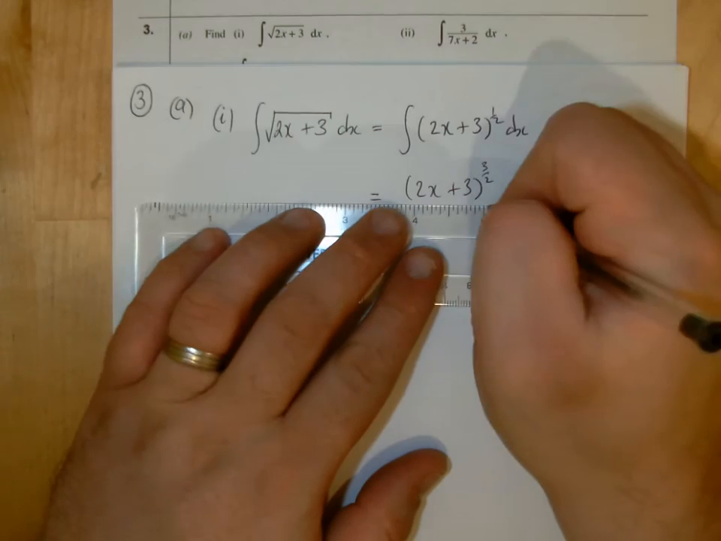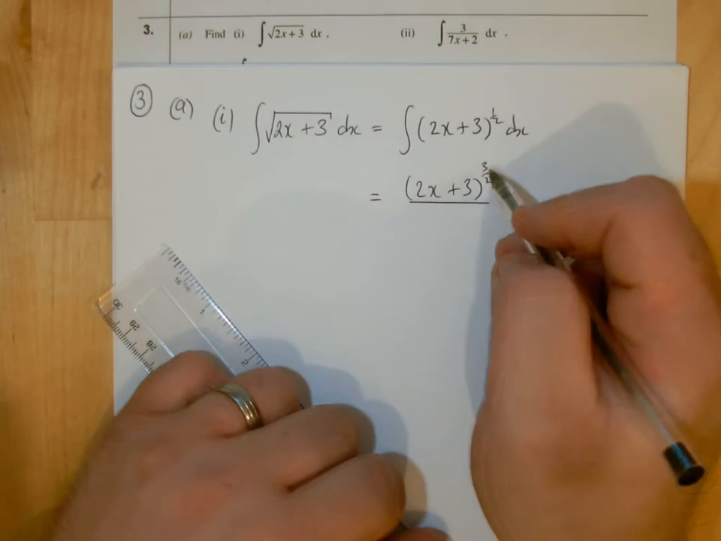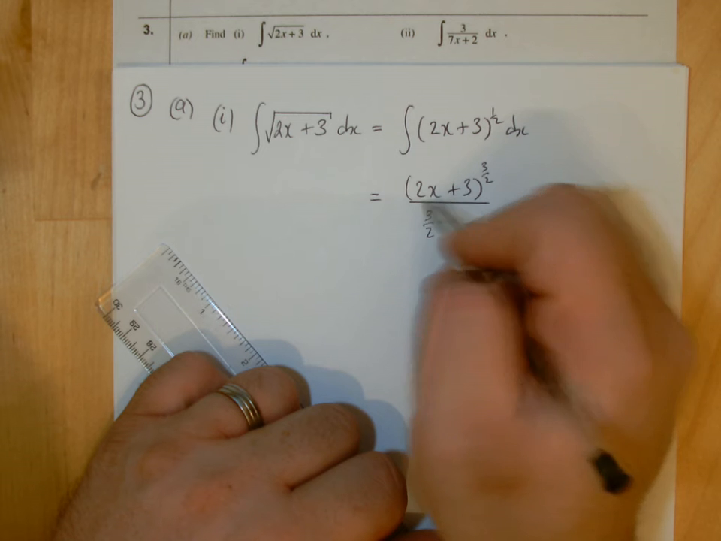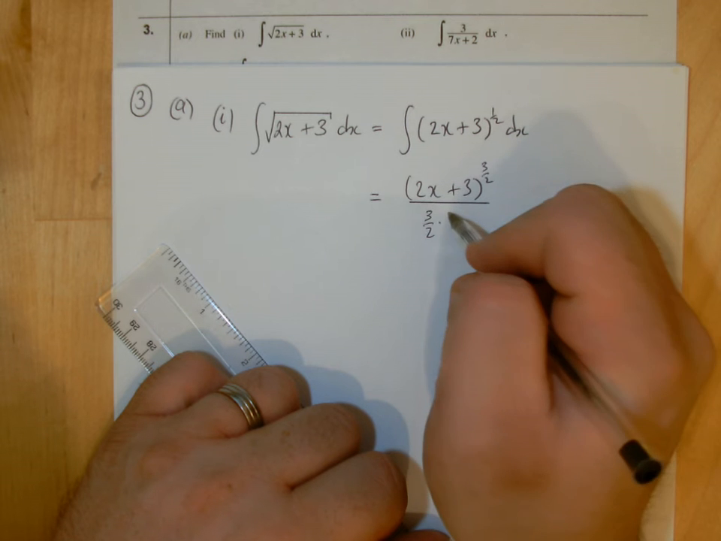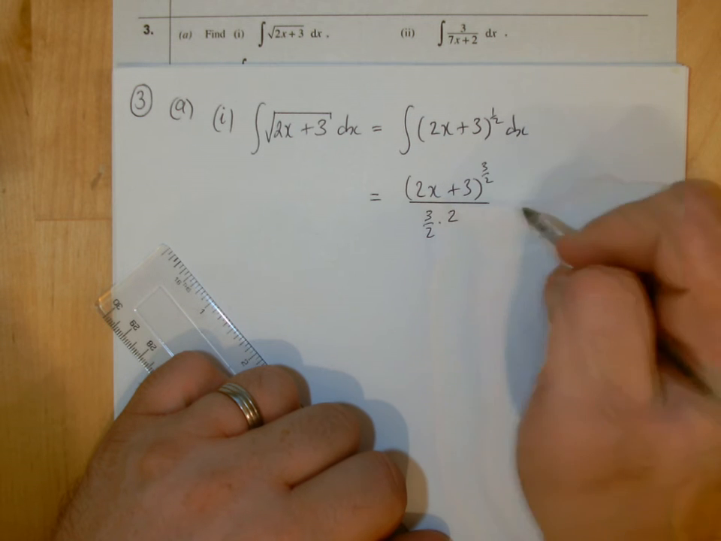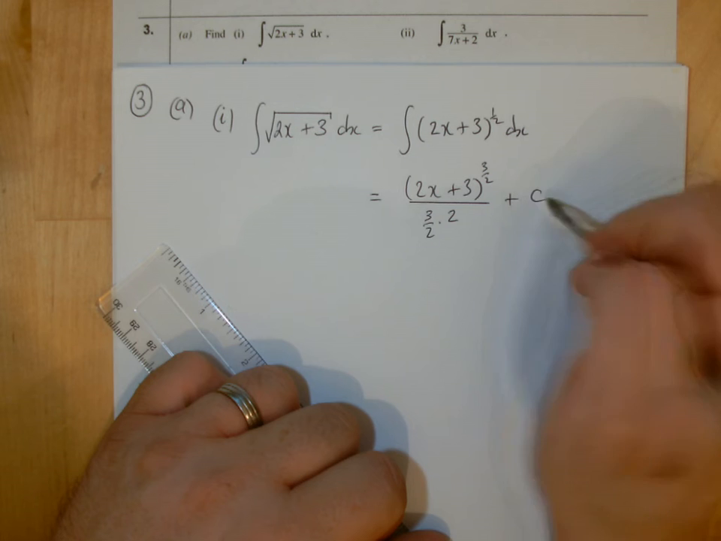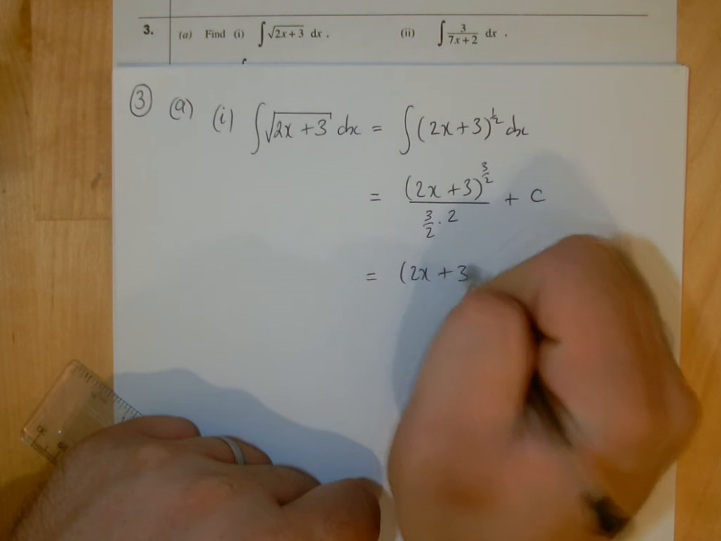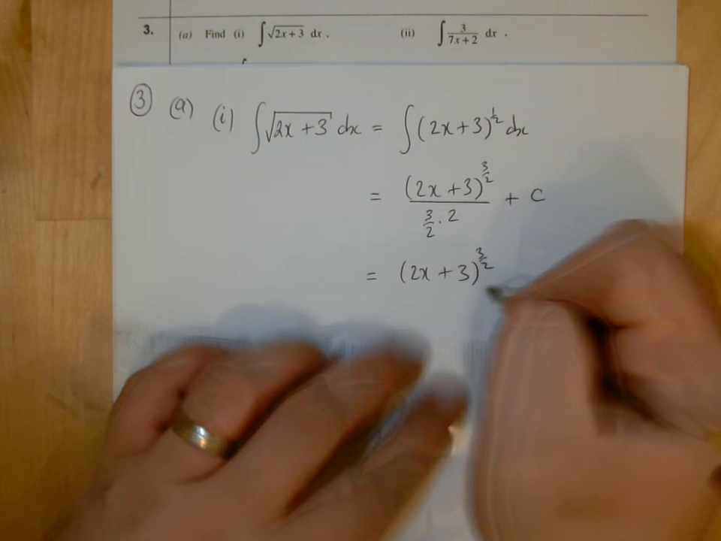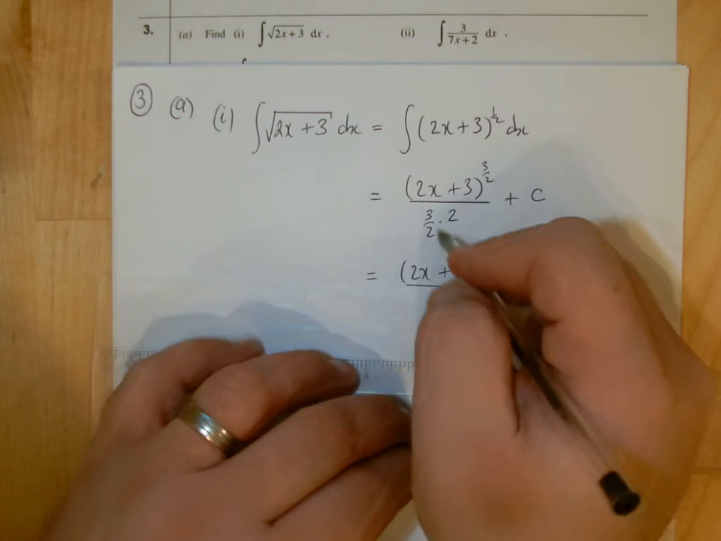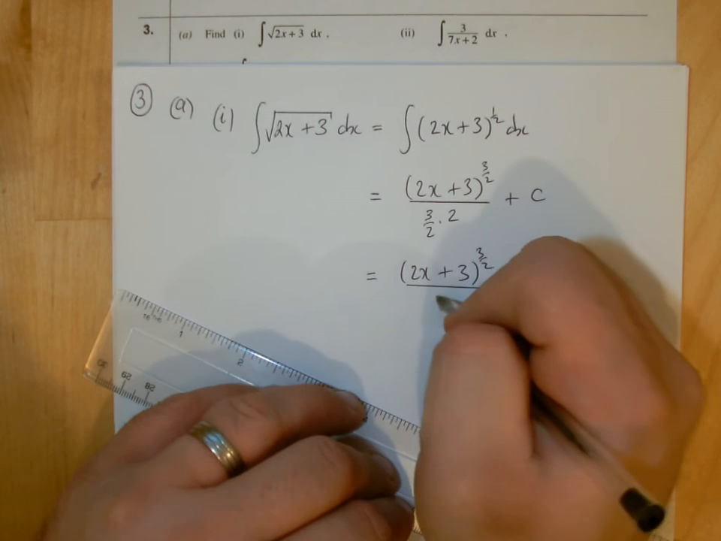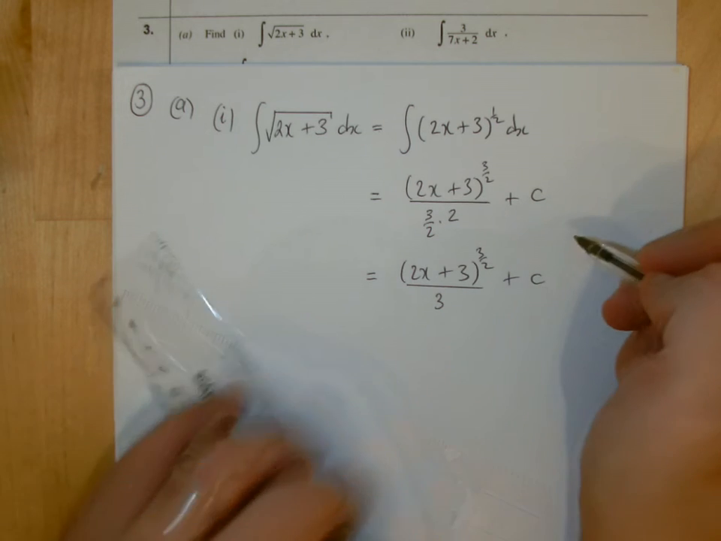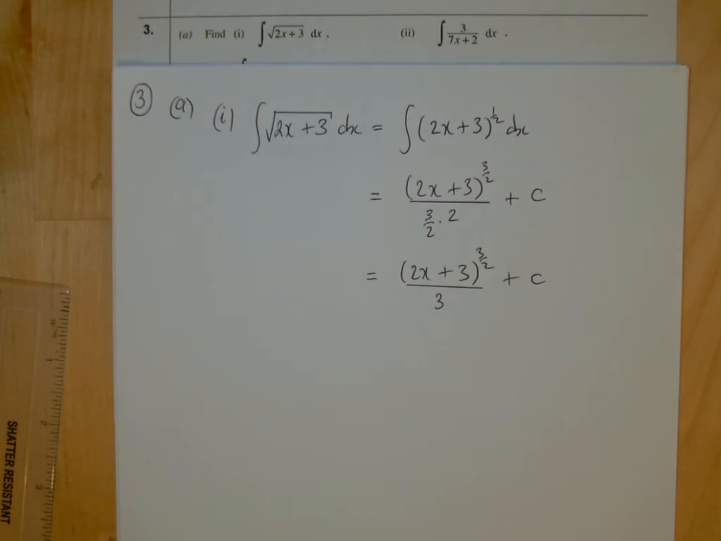We then divide by this power, which is 3 over 2, and times by the derivative in here, which is just 2, what's in front of the x. Don't forget then to put plus constant at the end, so you get then the bracket, 3 over 2 times 2 is just 3, plus then your c, your constant there, and we're done.